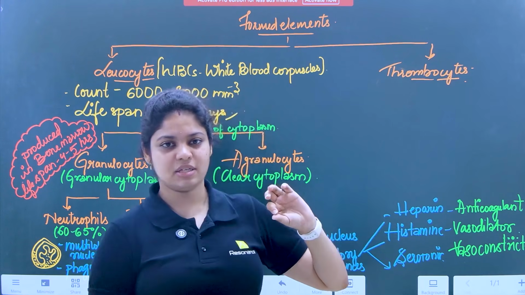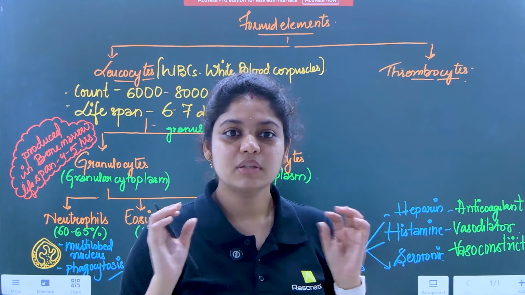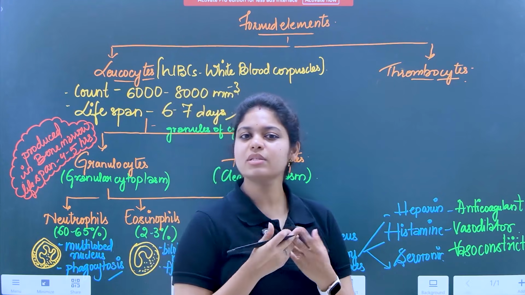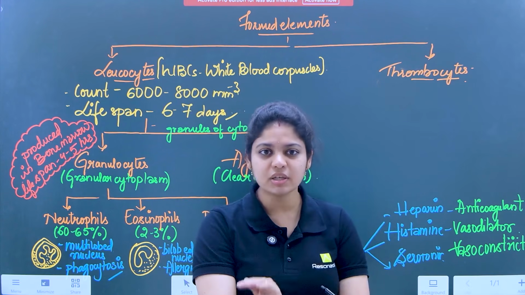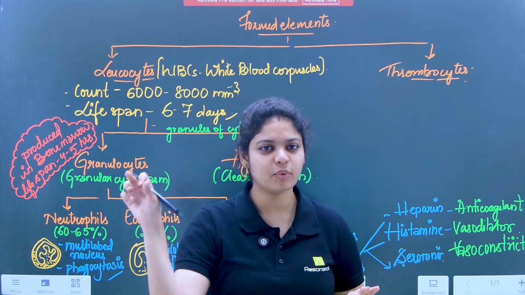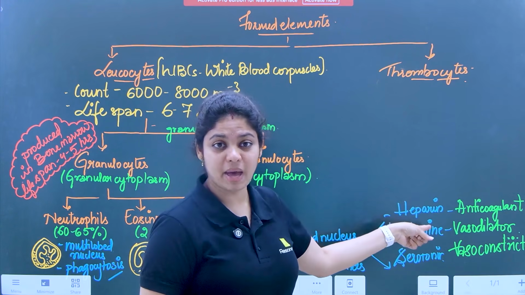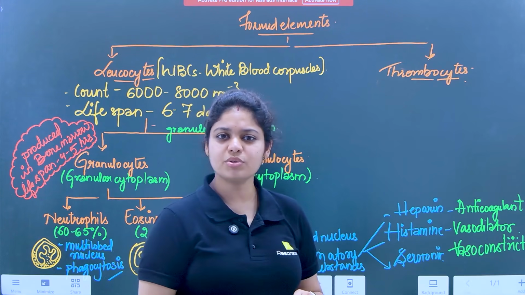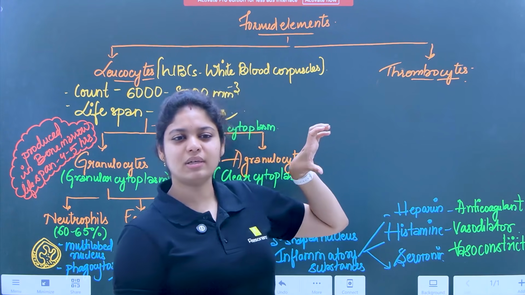Heparin means anticoagulant, which does not allow the clotting of blood inside the blood vessel. In our blood vessels we do not have coagulation of blood. Only when we have a wound or injury does the blood clot. Inside our body it is continuously flowing in the liquid state. Why? Because it has heparin, which does not allow it to coagulate. Next one is histamine, a vasodilator.